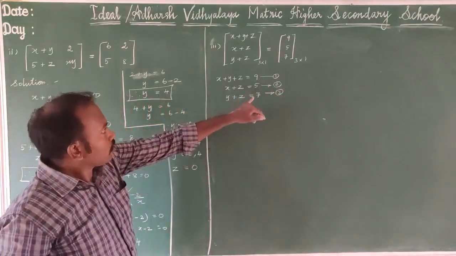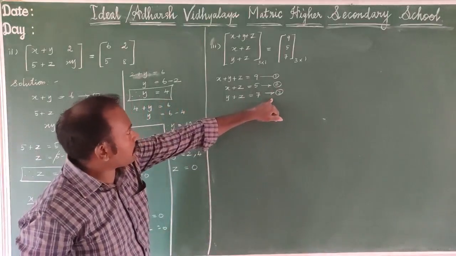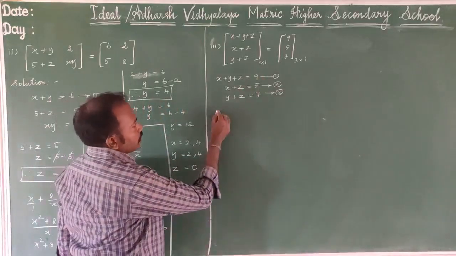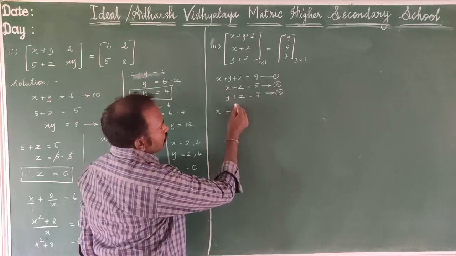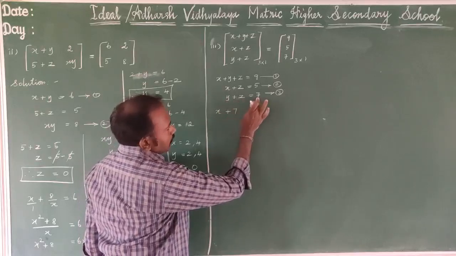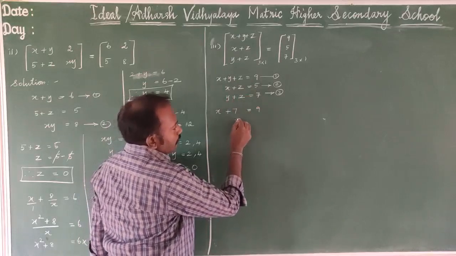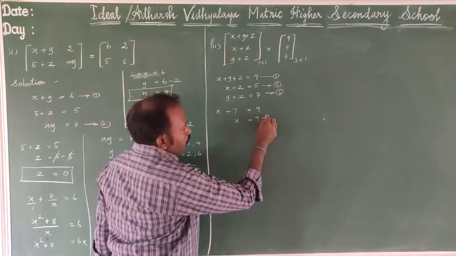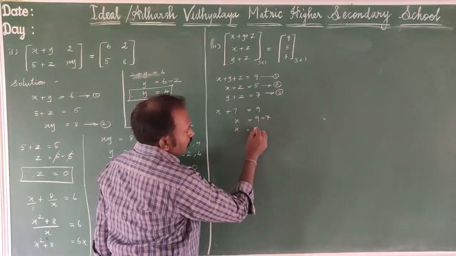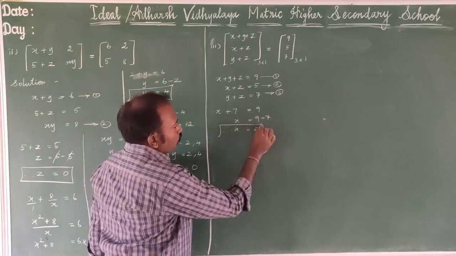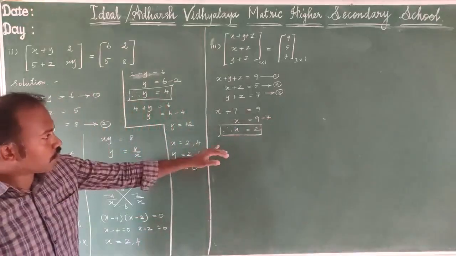Substituting 3 in 1, that is x plus y plus z is equal to 9, where y plus z is equal to 7. Then x plus 7 is equal to 9. Then x is equal to 9 minus 7. Therefore x is equal to 2.